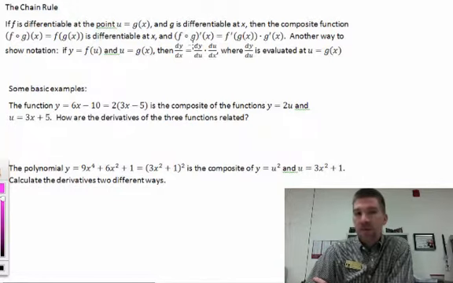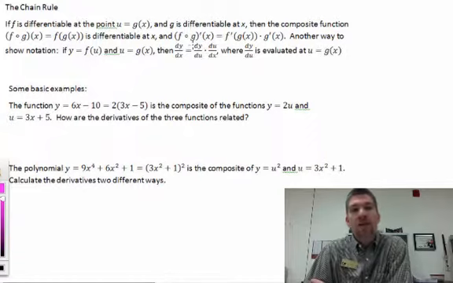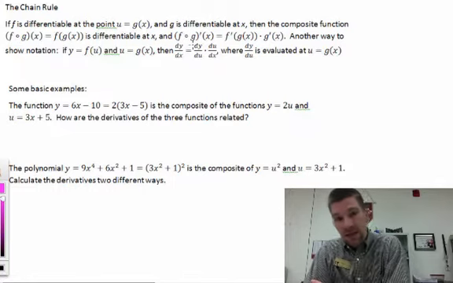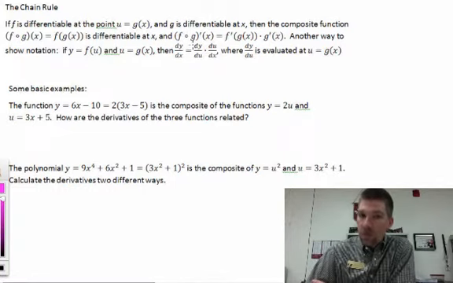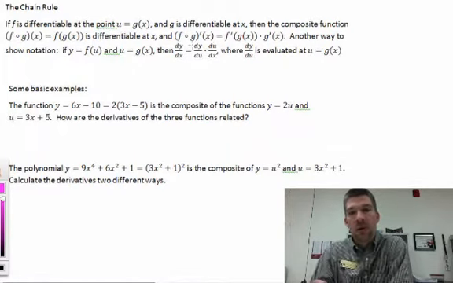So if f is differentiable at the point u equals g of x, and g is differentiable at x, then the composite function f of g of x is differentiable at x, and the derivative of f of g of x is equal to f prime of g of x times g prime of x. Another way to show the notation is that if y equals f of u and u equals g of x, then the derivative of y with respect to x is dy/du times du/dx, where dy/du is evaluated at u equals g of x.